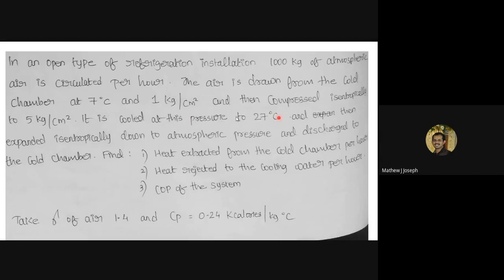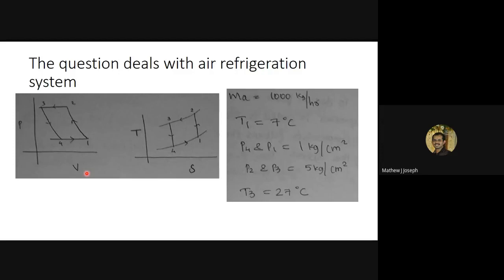It is cooled to 27 degrees Celsius and then expanded isentropically down to atmospheric pressure. Okay, it is expanded down to atmospheric pressure. And that is again, if we are looking at our PV diagram, after the point 3, it is expanded isentropically down to the atmospheric pressure.